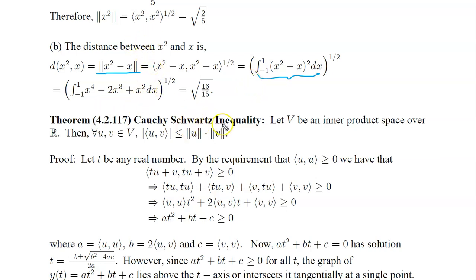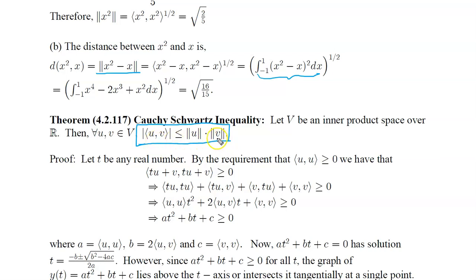Now let's take a look at this theorem. This is called the Cauchy-Schwarz inequality. This is an extremely important inequality in mathematics. This is one of our more important inequalities right here. It makes a statement that the absolute value of the inner product of u with v is less than or equal to the length of u times the length of v.